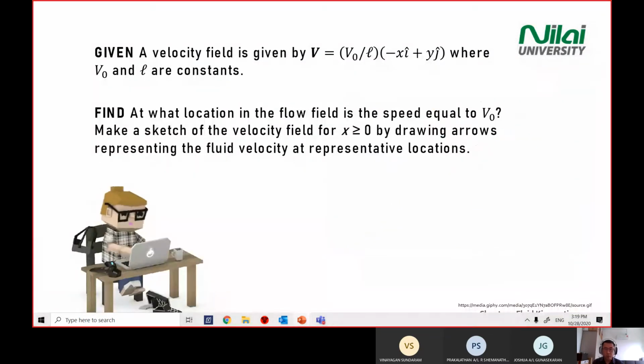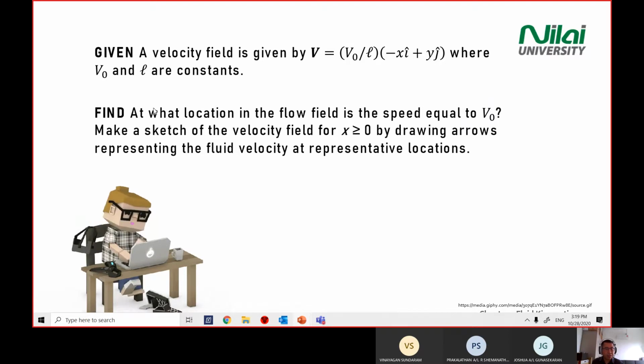And again, in your tutorial question there is a typo. If you look carefully, the velocity field is V0 divided by L times minus X. In your tutorial question there is J, so you have to change it to I hat. It's not J, it's a typo there. So be careful with the symbols that we use in calculation. Make the correction in your tutorial question there. It's not J, it's I hat. This statement tells you V0 is a constant, L is a constant.